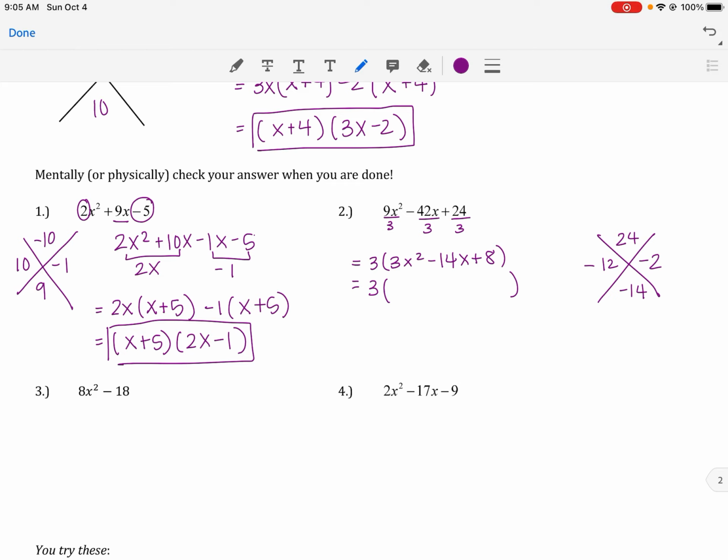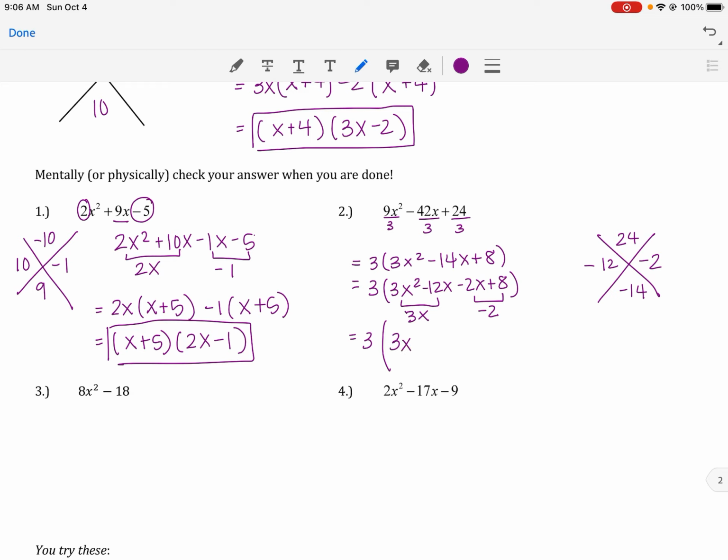Okay, I'm going to write the 3 out front still. That's not going to change anything. But we're going to rewrite the middle as a negative 12x minus 2x plus 8. Okay, now we're going to do our grouping. The GCF of these first two is 3x. The second two is negative 2. There's still a 3 out front. I'll maybe do some big parentheses so we can just worry about the inside for a minute.